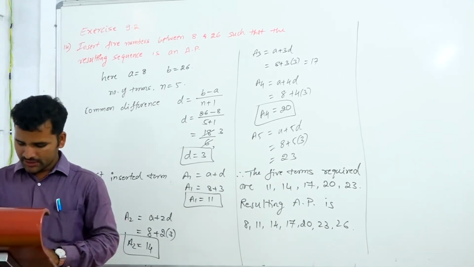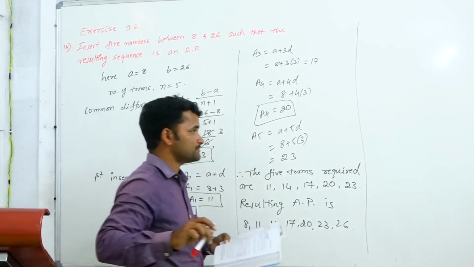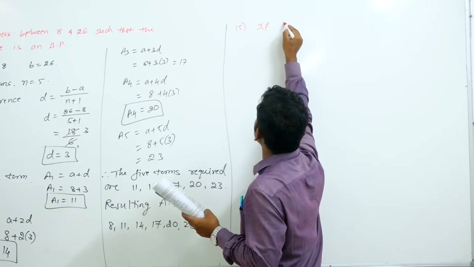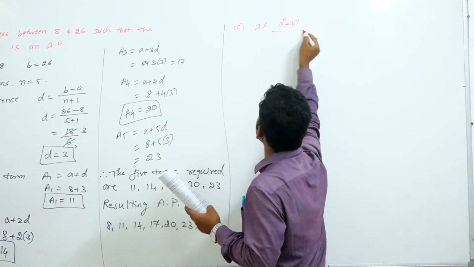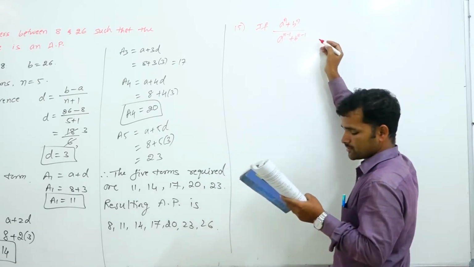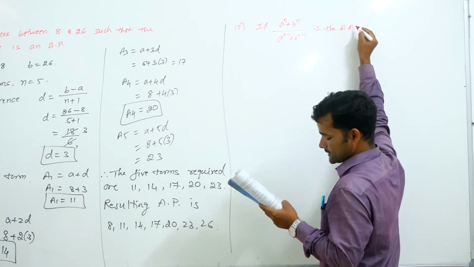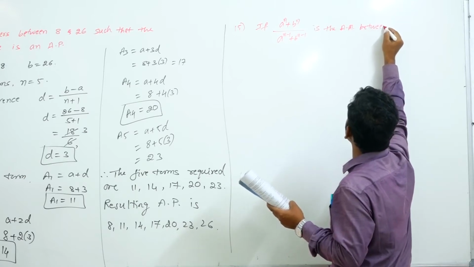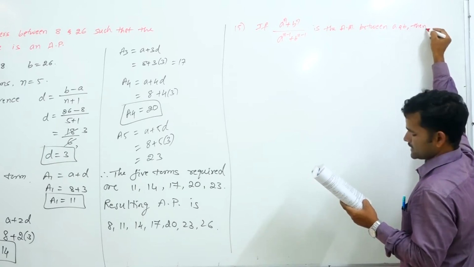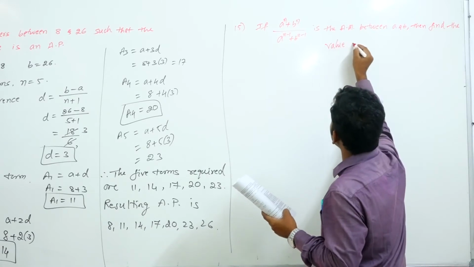Now we will go to the next problem, that is problem number 15. What problem number 15 says? Problem number 15 is if A raised to n plus B raised to n divided by A raised to n minus 1 plus B raised to n minus 1 is the AM between A and B, then find the value of n.